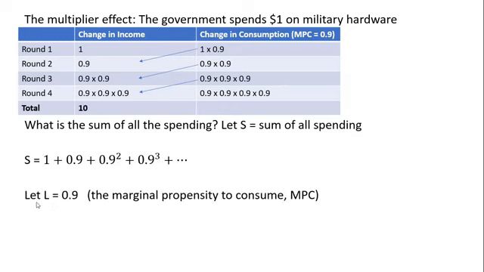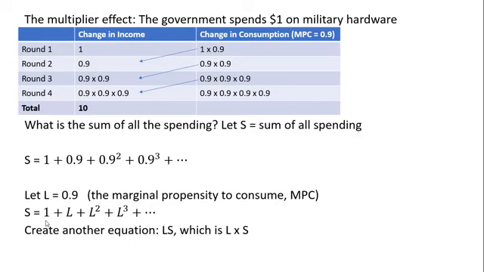So let's do a substitution. We're going to let L equal 0.9. So wherever I have a 0.9, I'm going to put in an L. So in this case, 1 plus L, 0.9 squared is just L squared, 0.9 cubed, since L is 0.9, it's L cubed. I want to create another equation now, call it LS, which is just L times S. So we have this S equation.